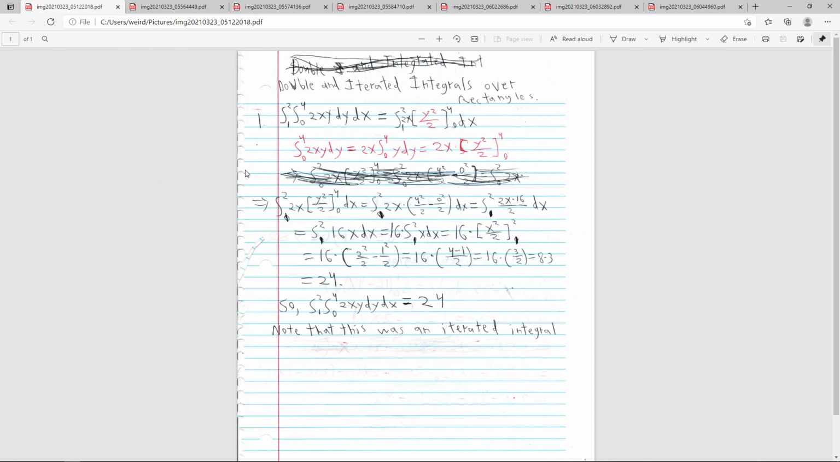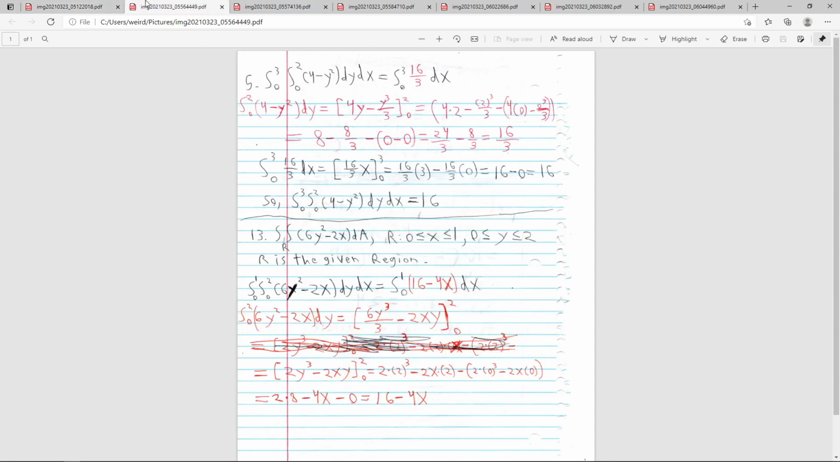Obviously the integral of y will be y squared over 2. Then when you use the limits y equals 4 and y equals 0, you can eventually simplify this down to 16x dx, and that becomes 16 times the integral. So it's x squared over 2 and all that. You end up with 24 as your answer. I don't think we need to overcomplicate this problem.